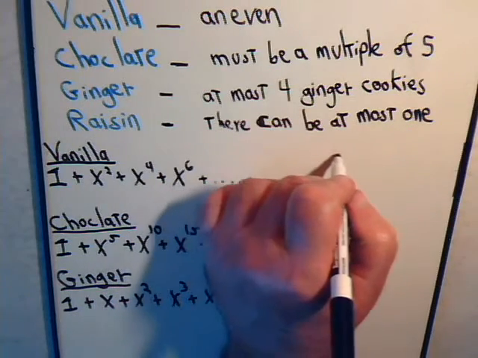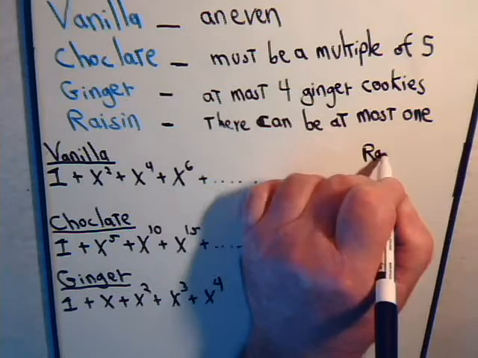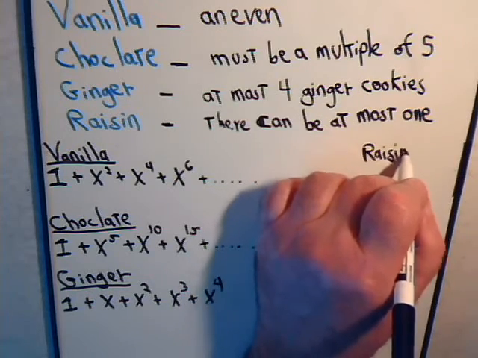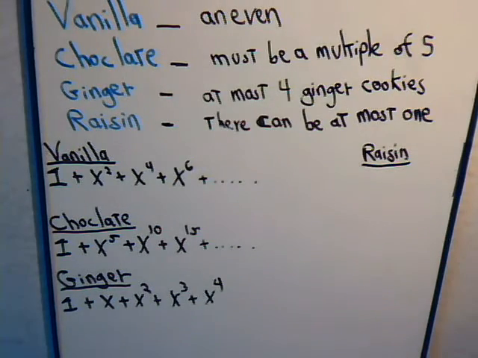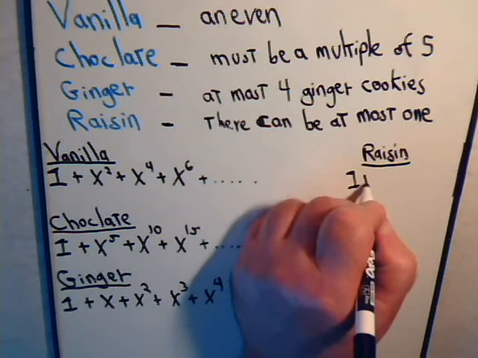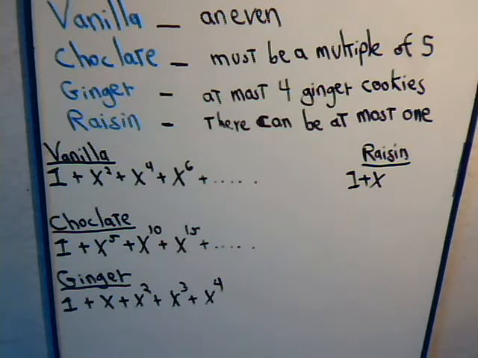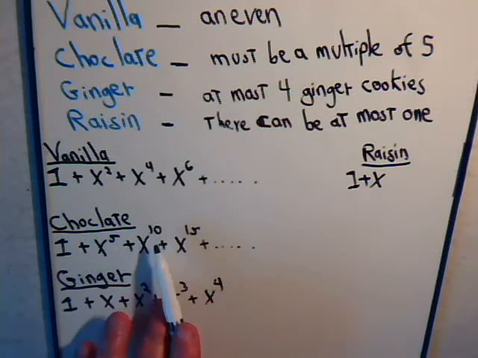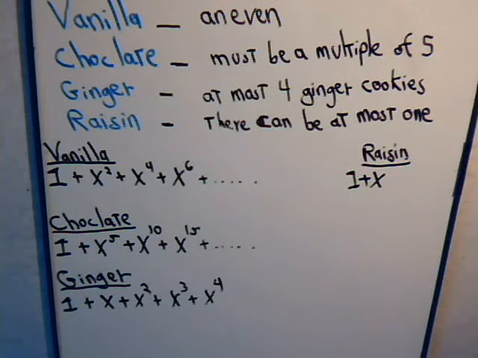And for the raisin, there can be at most 1. So there might be 0, which is x to the 0, or 1, or there might be 1, and there's no more after that. So again, we have this restriction, so this is not an infinite series unlike for the chocolate and the vanilla cookies. So those are the different generating functions that describe the distribution for each individual cookie.